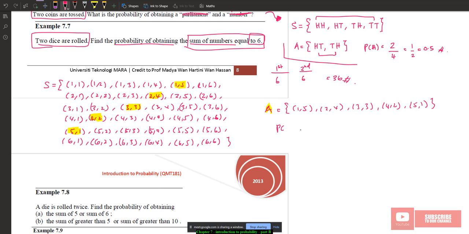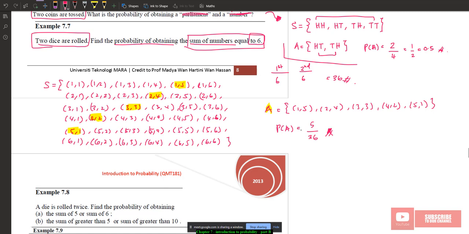So if you want to find the probability of A, where the sum of the numbers is equal to 6, we have 6 elements in A divided by the number of elements in the sample space, which is 36. So this should be equal to, sorry, this is 1, 2, 3, 4, 5, right? 5 over 36. So this is how we get the probability of the sum of numbers equal to 6.